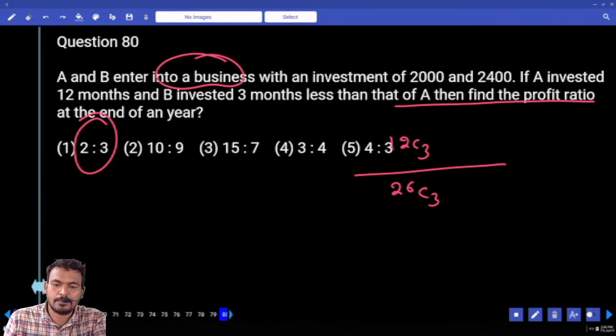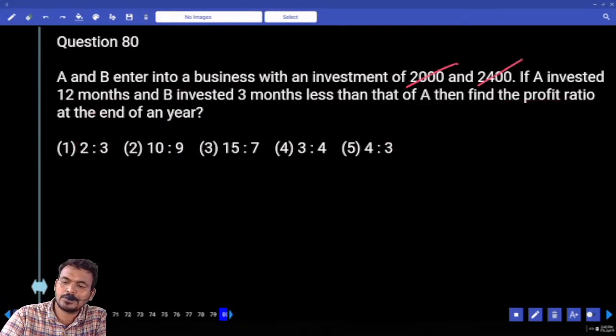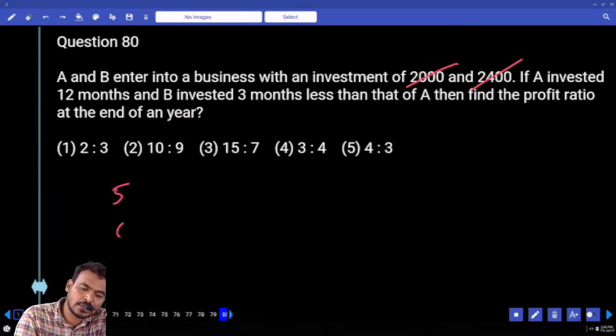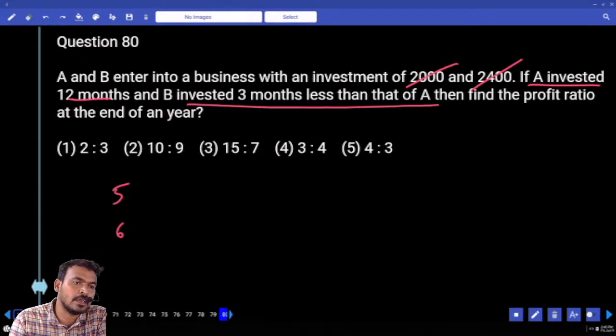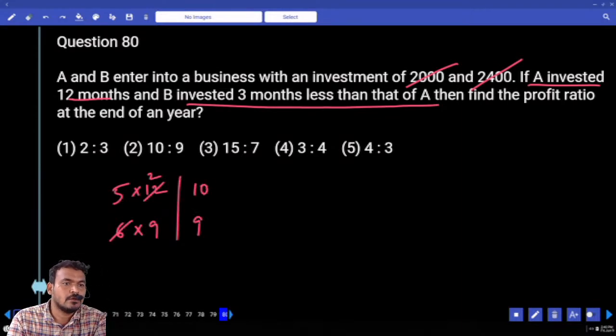Question number 80. A and B enter into a partnership with an investment of 2000 and 2400. What is the investment ratio? 5:6. Investment ratio 5:6. A invested how many months? 12 months. B invested 3 months less than A. Means A invested 12 months, B invested 9 months. 6 is how many times 12? 2 times. What is the ratio? 10 is to 9. What is the profits ratio? 10 is to 9.